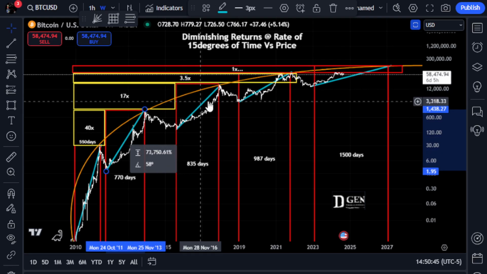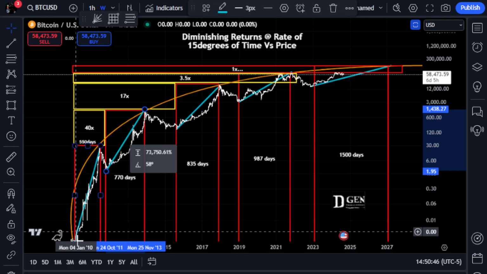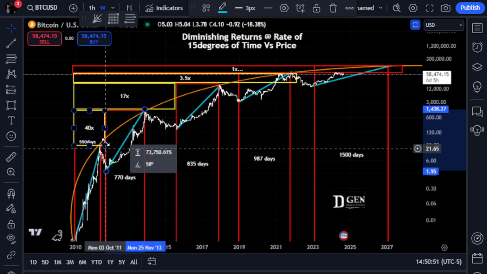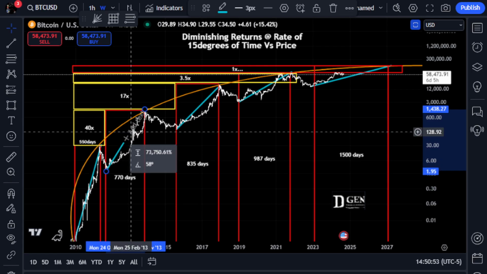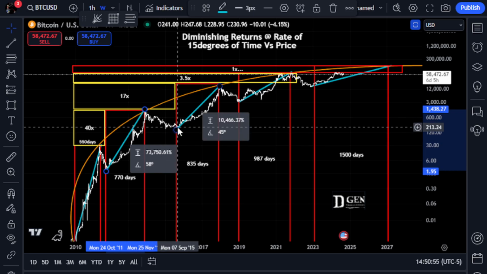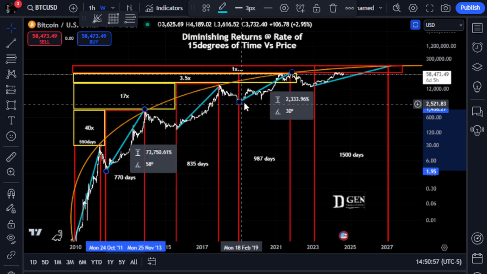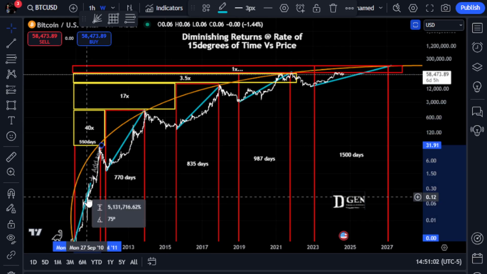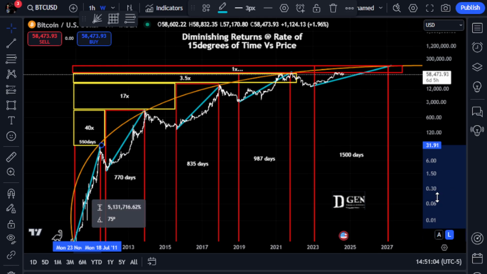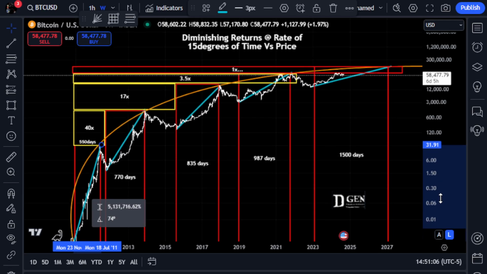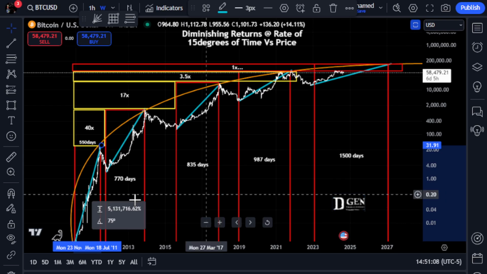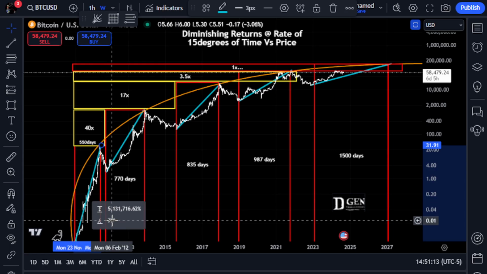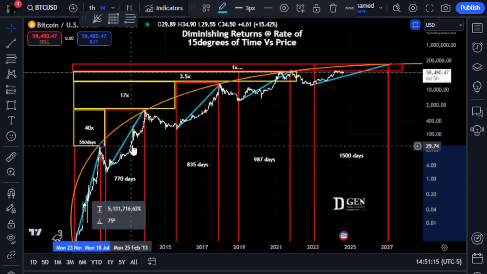So what do we have here? Here I've just snapped a line from bull run low to bull run high, bull run low to bull run high, and so on and so forth. But what do we see here? Let's click on it. I've adjusted this so that it's easy to see the equal differences. The actual degrees don't matter. It's the rate of change.